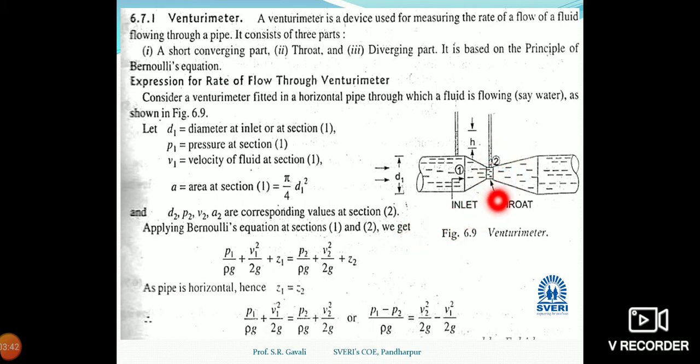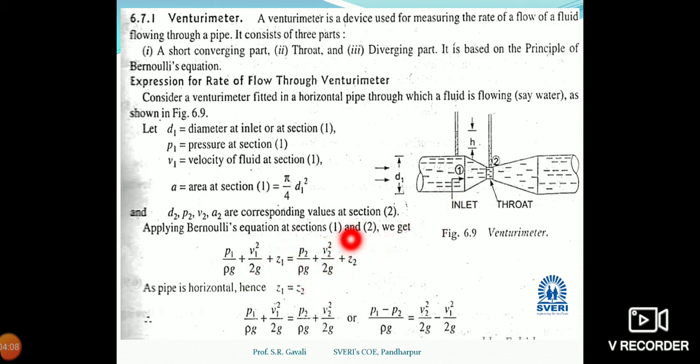Let us apply Bernoulli's theorem, considering the ideal case, therefore no energy loss. P1 upon rho g plus V1 square upon 2g plus Z1 is equal to P2 upon rho g plus V2 square upon 2g plus Z2. But as both section 1 and section 2 are at the same height from the datum, for horizontal cases, Z1 is always equal to Z2.